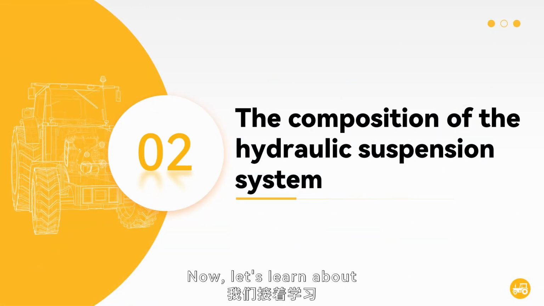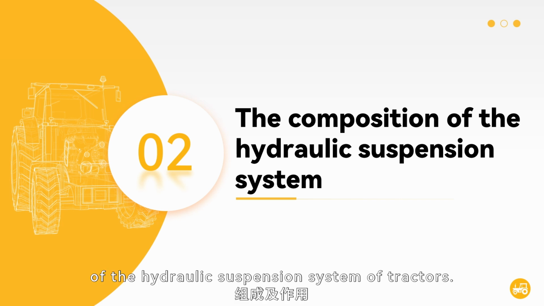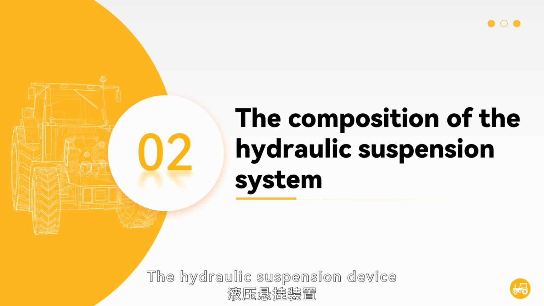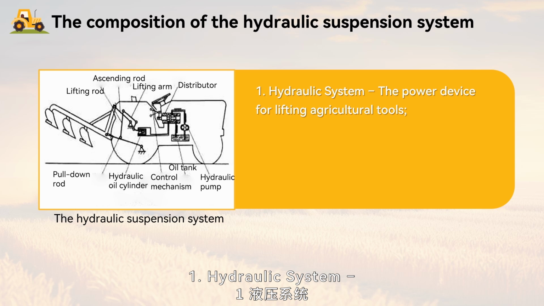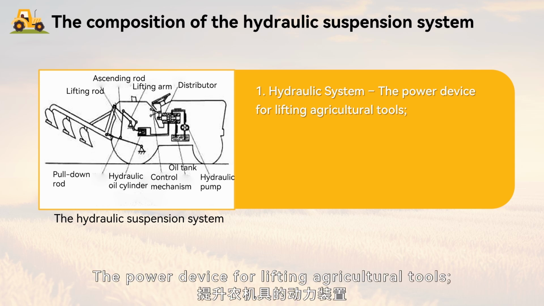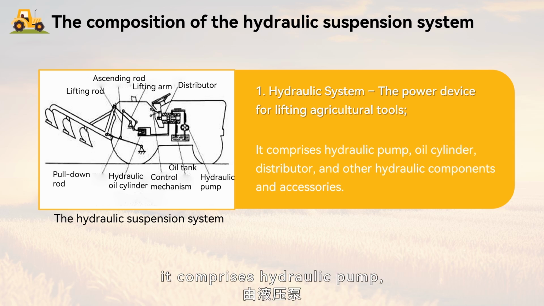Now, let's learn about the composition and functions of the hydraulic suspension system of tractors. The hydraulic suspension device mainly consists of: 1. Hydraulic system, the power device for lifting agricultural tools. It comprises hydraulic pump, oil cylinder, distributor, and other hydraulic components and accessories.